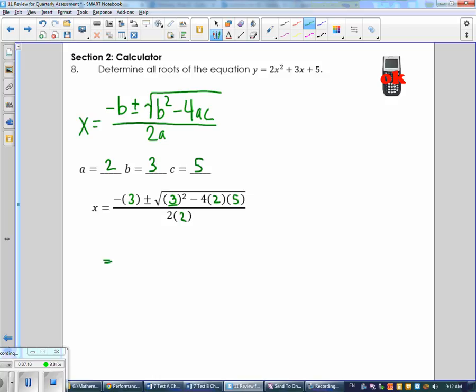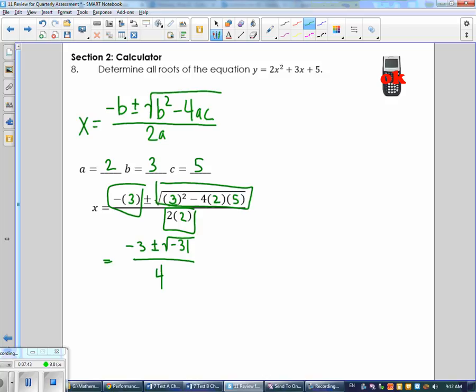So, for example, I'm going to separate what's underneath my square root from what's on the bottom. So if I think about the opposite of 3, that gives me a negative 3. Plus or minus, I'm going to keep the square root there and just simplify what's underneath. I've got 3 squared, that's 9. And then I've got minus 4 times 2, that's 8, times 5 is 40. So I've got 9 minus 40 is a negative 31. And all of that is over 2 times 2, which is 4.